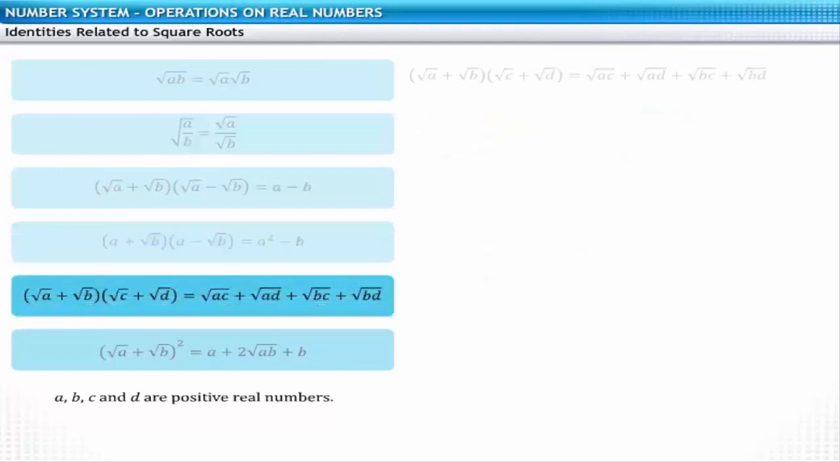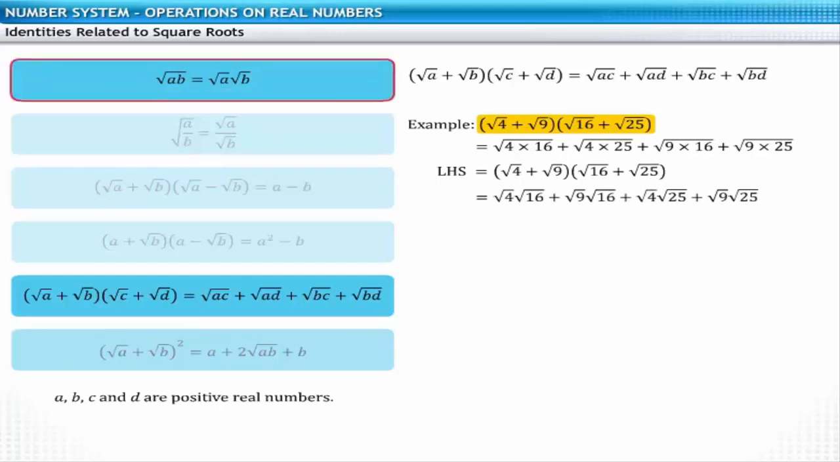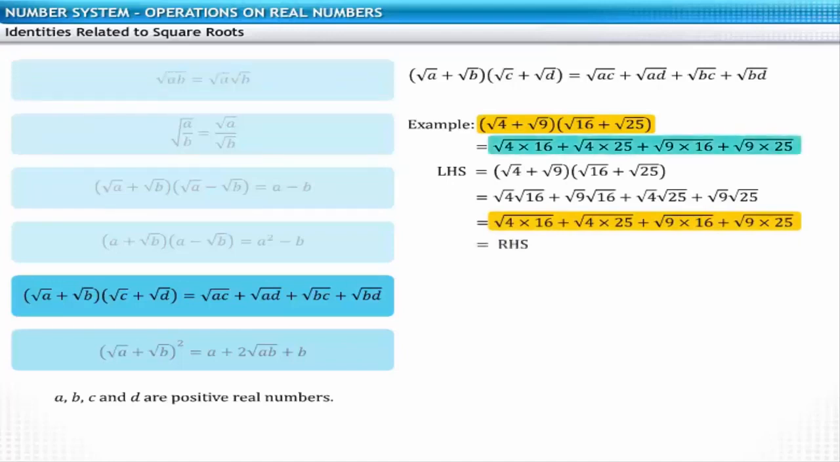Now let's verify the fifth identity by using an example. First, we'll simplify the left-hand side of the example. Then expand the expression. Let's simplify this by using the first identity. This is equal to the right-hand side of the example. Thus, it is verified.